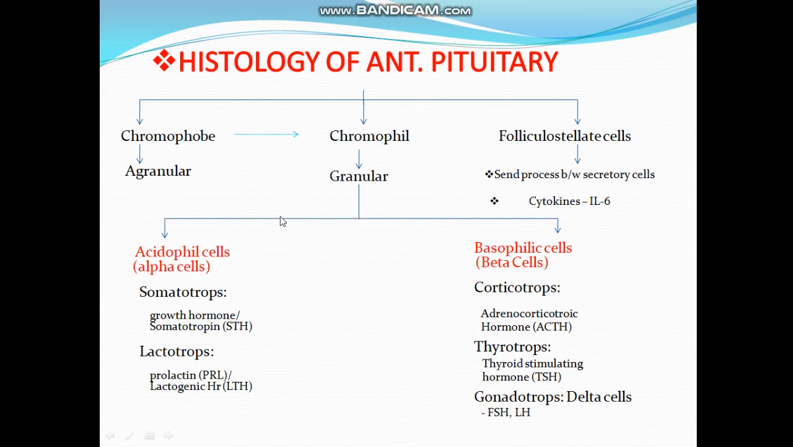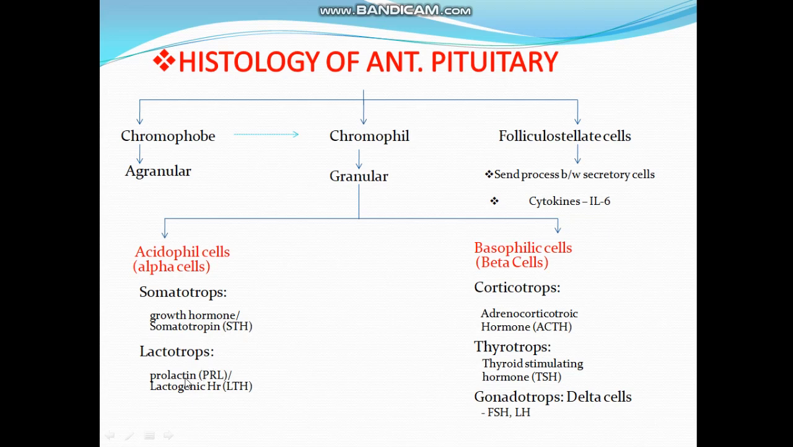but chromophobe cells are also found as precursors of chromophil cells. These are the second type of cells in the anterior pituitary gland, and these are very important cells because they have granules, called secretory granules. These granules are of two types. One is acidophilic granules, the granules that take stain from acidic dyes like eosin and orange G.